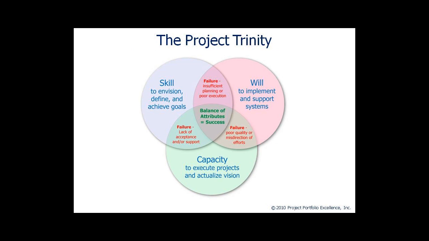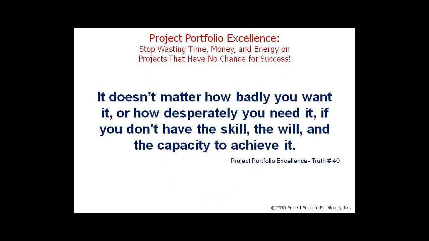Now in part 1, when we talked about the Project Triad, we were talking about the 3 groups in the company that have to collaborate together effectively in order to be successful with projects. The Project Trinity, on the other hand, is made up of the 3 attributes that have to be present for a project to be successful. These attributes are skill, will, and capacity. And to emphasize how important these 3 attributes are, truth number 40 in Project Portfolio Excellence states that it doesn't matter how badly you want it or how desperately you need it if you don't have the skill, the will, and the capacity to achieve it.